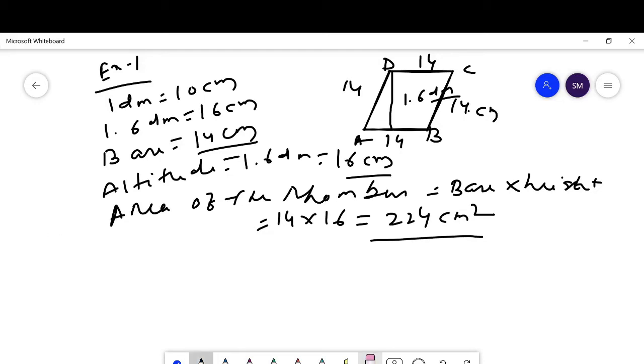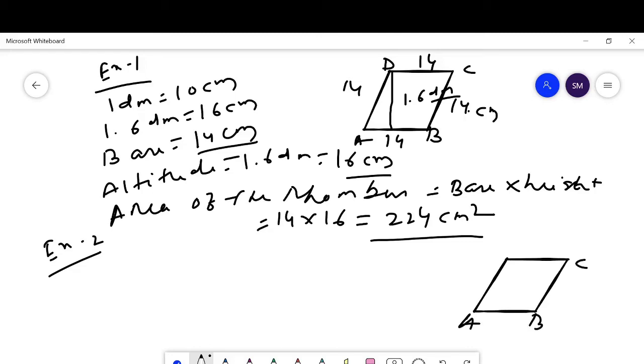Here is another example. Example 2 says, the base of a parallelogram is twice its height. If the area of the parallelogram is given, find the base and height. Here the question says the base of a parallelogram. Suppose ABCD is a parallelogram, and the base of the parallelogram is twice its height.